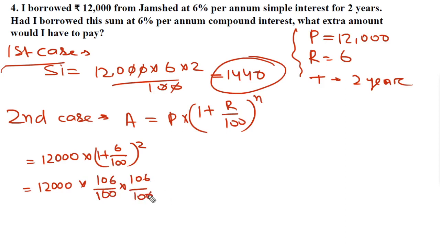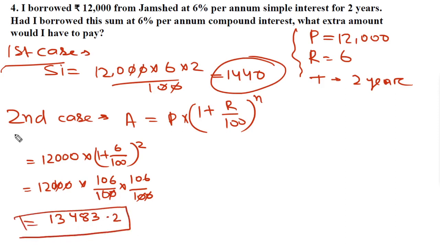Then you can cancel 3 zeros with these 3 zeros, and then you can multiply this. So it will be equal to 13,483.20 paisa. Okay, so this is the amount in the compound interest case. Now what will we find? Compound interest CI is equal to amount minus principal.